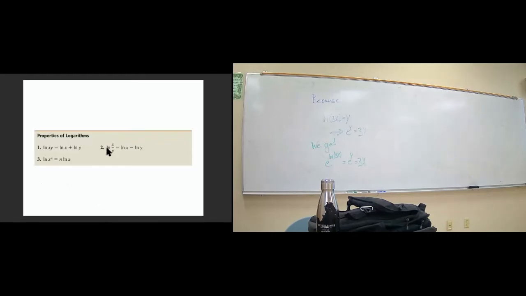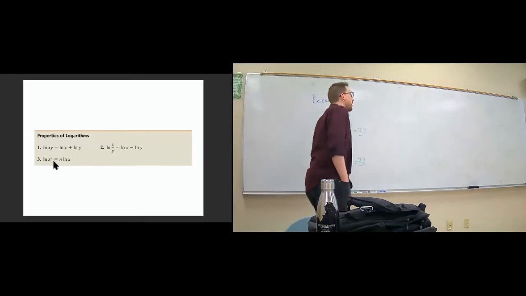Now, some properties of logarithms, and y'all are definitely going to want to memorize these. You're going to want to know them inside and out, forward and backwards. If you have the ln of two things multiplied together, that is equal to the ln of one thing plus the ln of the other thing. If you have the ln of x raised to a power, that's equal to that power times the ln of x. And then the second property is a result of the other two. So let's see that second property using the first one and the last one.